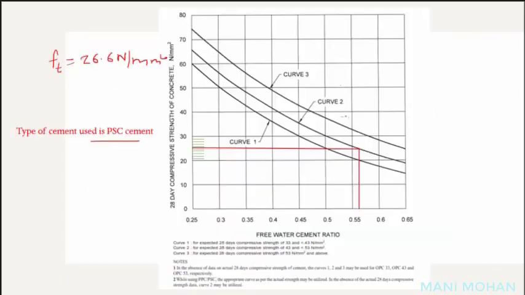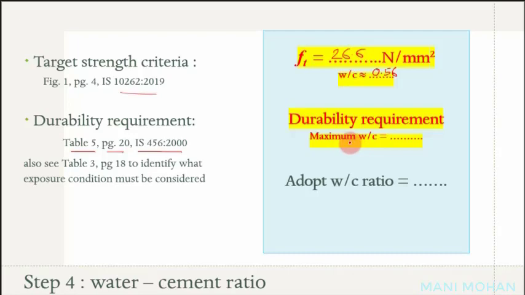So let us come back. The durability requirement maximum water cement ratio is 0.55. So what is the water cement ratio which you can adopt? You can adopt the maximum water cement ratio as 0.55. So let us adopt this itself as my water cement ratio, though you can adopt less also, there is no problem in that.